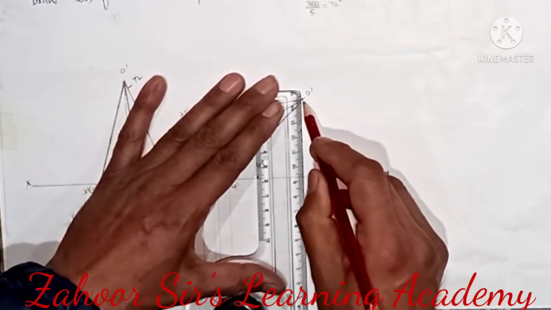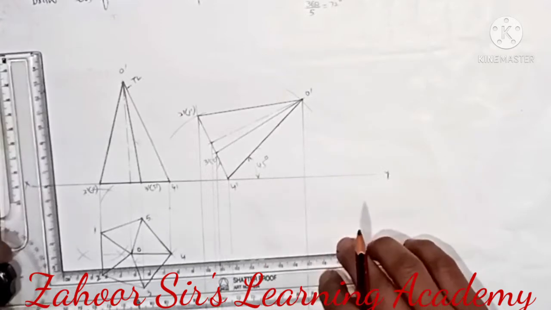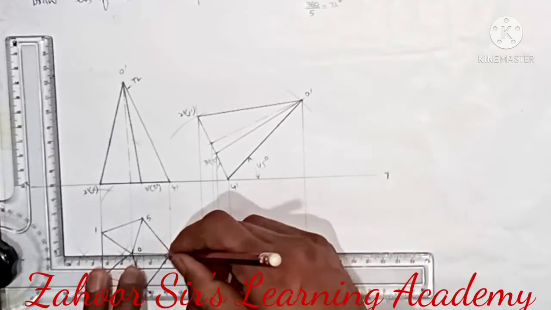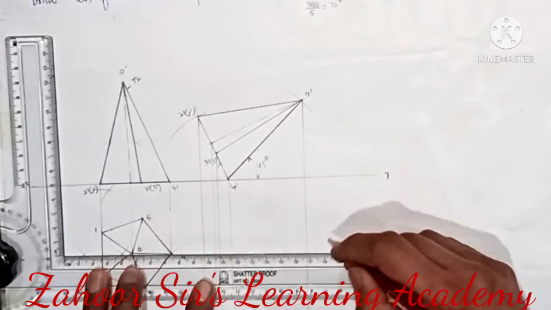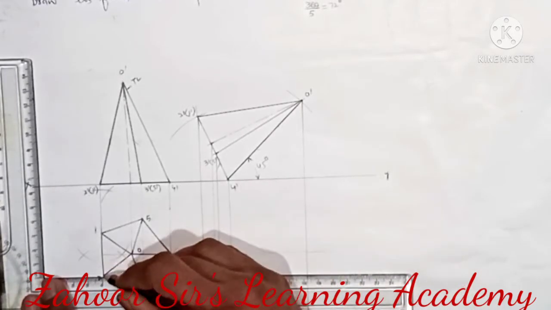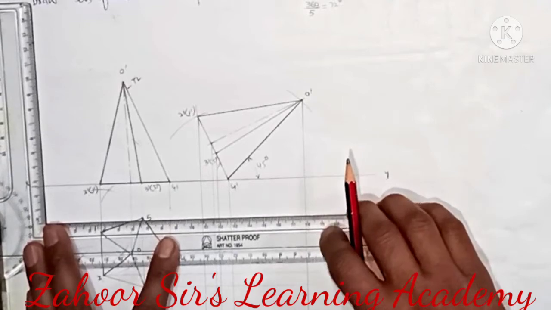And this point also. Now I have produced all these points. Now I'll bring these points there. See, the lines are intersecting with each other and they will give me the top view of the pentagonal pyramid.